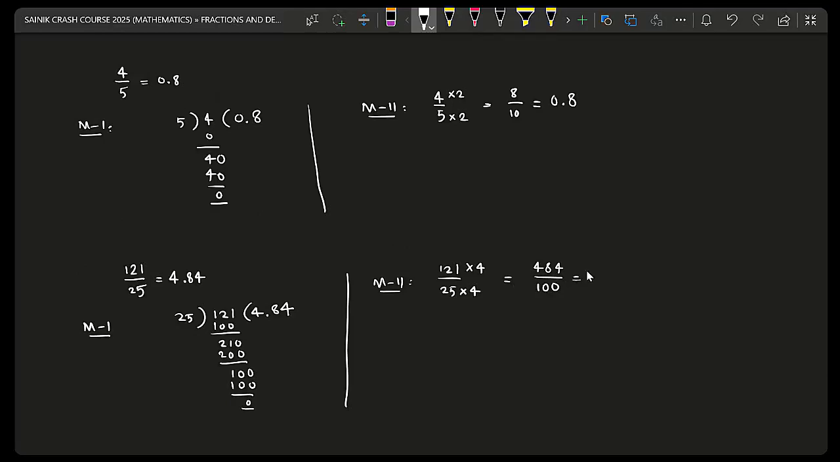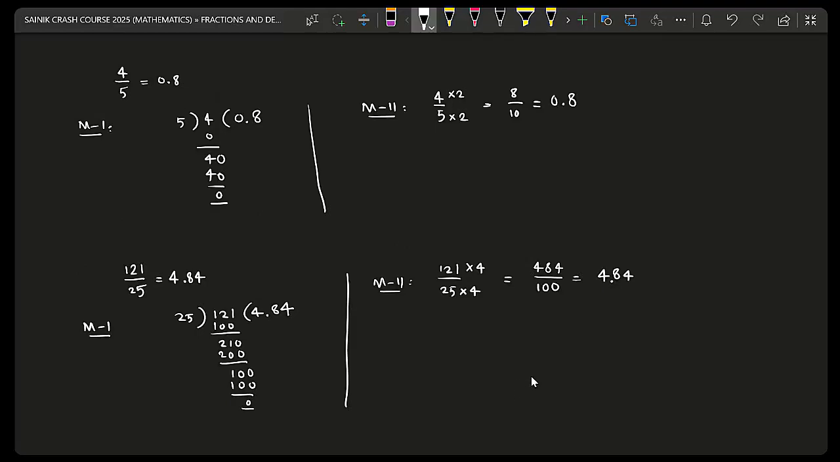Now how to write this in decimal form? Write the numerator as it is, 484. Count the number of zeros in the denominator. There are two zeros. So starting from right to left, you place the decimal point after two places, 1, 2. So after 8, you are going to introduce the decimal point here. So that is 4.84. So we got the same answer.